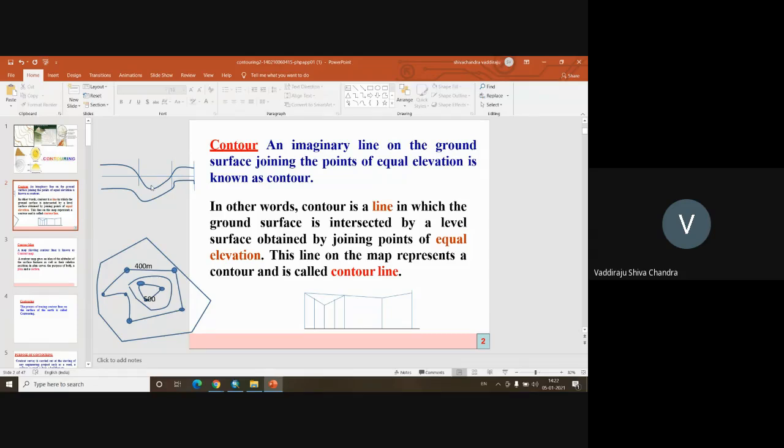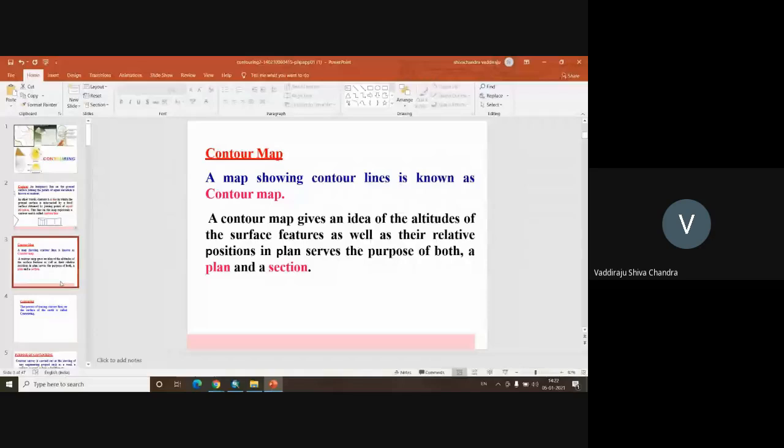That is one application of contouring. Okay, likewise you have many other applications also. We'll see one by one. So a contour map is a map showing contour lines. Most of the cases we generally don't prepare only contour maps. We go with another map called a topographic map, which also consists of contours along with other features like water bodies, urban areas, forest areas, like that.